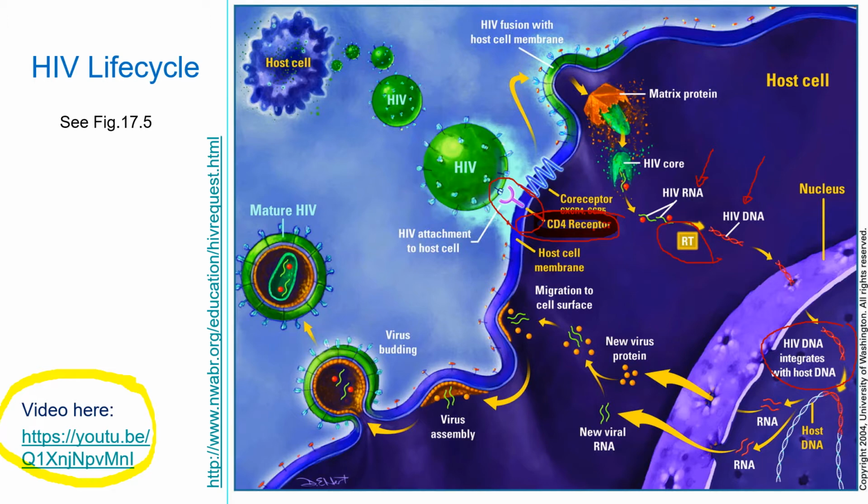Eventually, the virus RNA gets expressed. You can see it's leaving here through the nuclear pore, gets converted to proteins. Those proteins assemble into new virus particles. You can see over here on the left, the mature virion has been budded from the cell to infect the next person. So check out the video if you need a refresher.